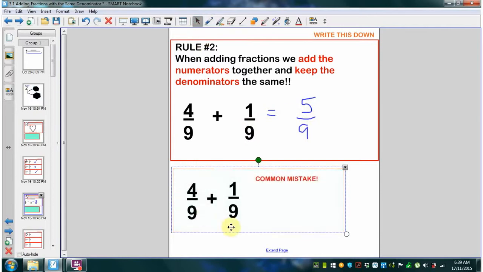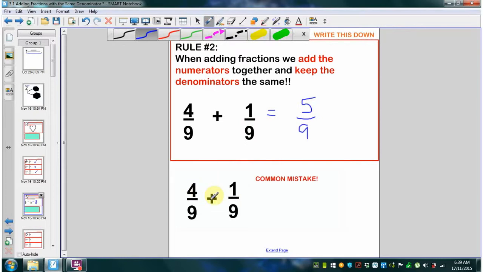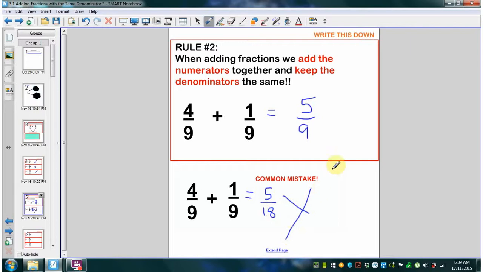Okay, no need to write this down, but this is a common mistake I'm going to show you. A common mistake is that students add the top, and then they go ahead and they add the bottom. So 9 plus 9 is 18. That is not how we add fractions. No. Okay, so that's just a common mistake. Make sure you don't do that. You need to keep the denominators. Pause if you have any questions. Ask a friend or an older student or myself if I'm available. If not, let's get into some examples.